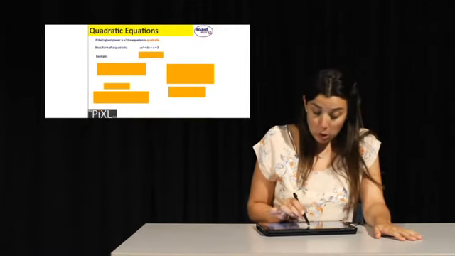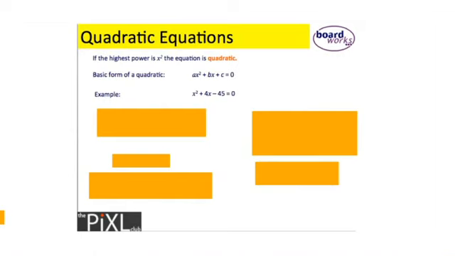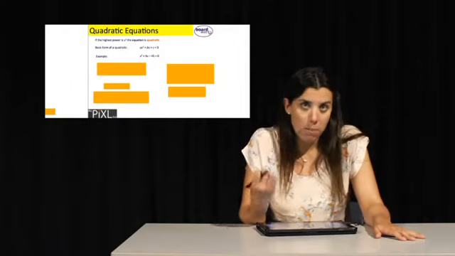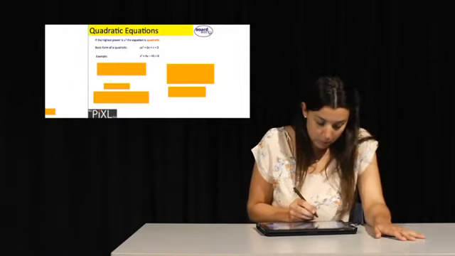So an example of a quadratic equation would be this: x squared plus 4x subtract 45 equals 0. We have the x squared and it's the highest power. We have b here, which is positive 4, and c, which is negative 45. So what we want to be able to do is to solve it. That means find the value for x.